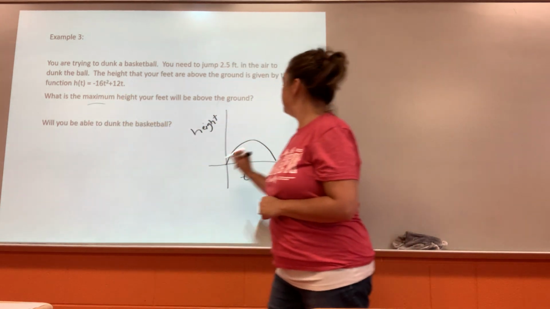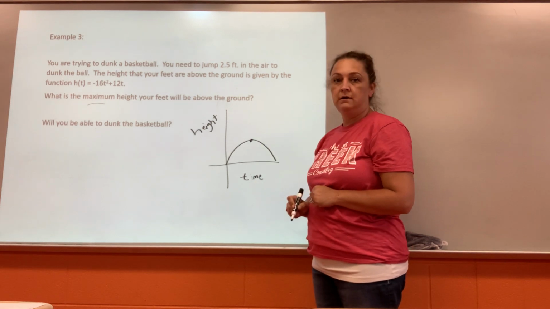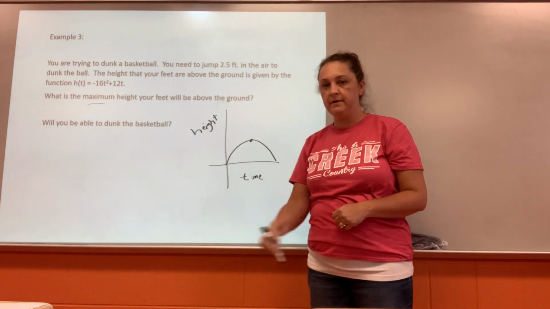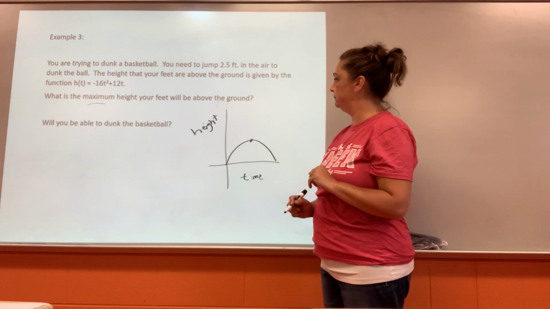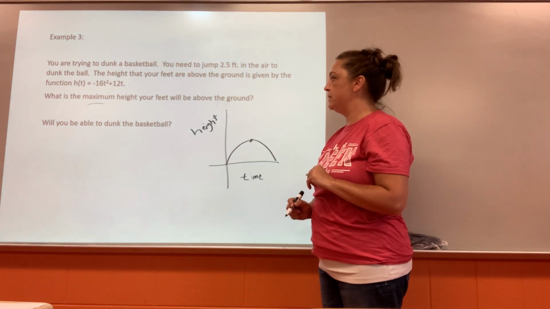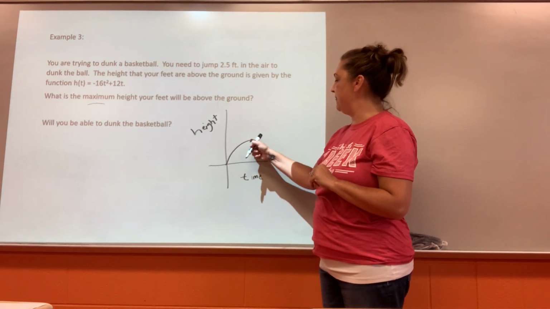Maximum. Maximum is at a vertex. Opposite b over 2a, plug it back in. It's the same process over and over again. Will you be able to dunk the basketball? Okay, so we need to find that vertex.